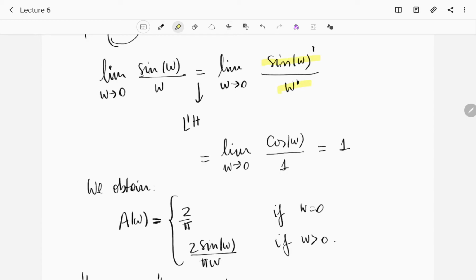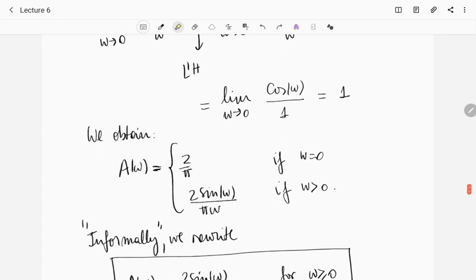So when we differentiate these guys, we have cosine here and 1 here, and 1 is nice because it's just a number. And now when we compute this new limit, this auxiliary limit, cosine of omega when omega goes to 0 goes to 1. So this auxiliary limit with the derivatives exists and gives us this 1. So L'Hopital's rule says, okay, then your original limit is 1.